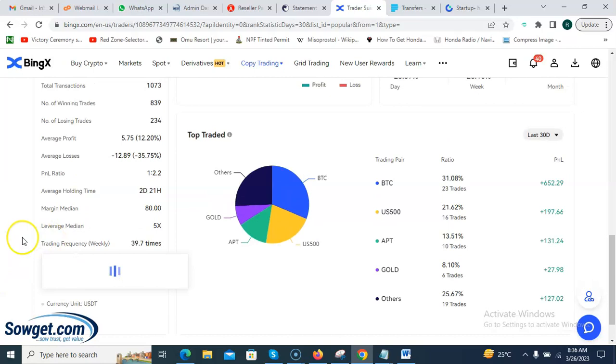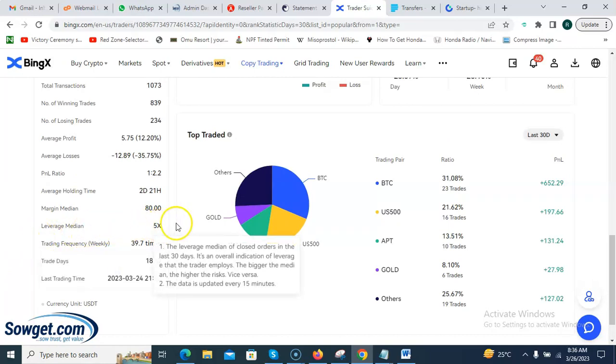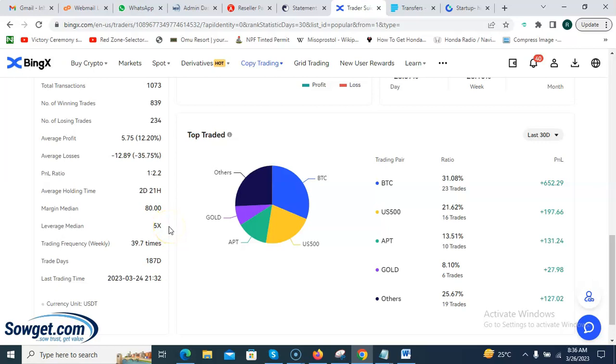Look at the leverage median. This leverage median simply means that this trader's median leverage for every trade he takes is 5 times leverage. So you must understand what leverage means before you start doing copy trading. I always recommend that you shouldn't use leverage of more than 5x or 10x for your futures trading account. So before you copy any trader, make sure to set your leverage very low. I recommend using 5x leverage or a maximum of 10x leverage.